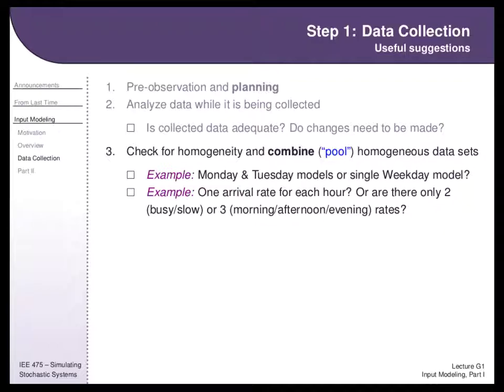So for example, should you be taking an arrival rate per hour? We'll talk about this more in lab 8. But you could say that at noon you're going to get a certain arrival rate, at 1 p.m. you get a certain arrival rate. Do I really need an every hour resolution? I probably can't pool everything together and have one arrival rate per day. There's probably not a single Monday arrival rate because there are going to be busy periods of Monday and light periods of Monday. But maybe I have a busy and a slow. So maybe certain times of day are busy, the other times slow. Or maybe I have a morning, afternoon, and evening.